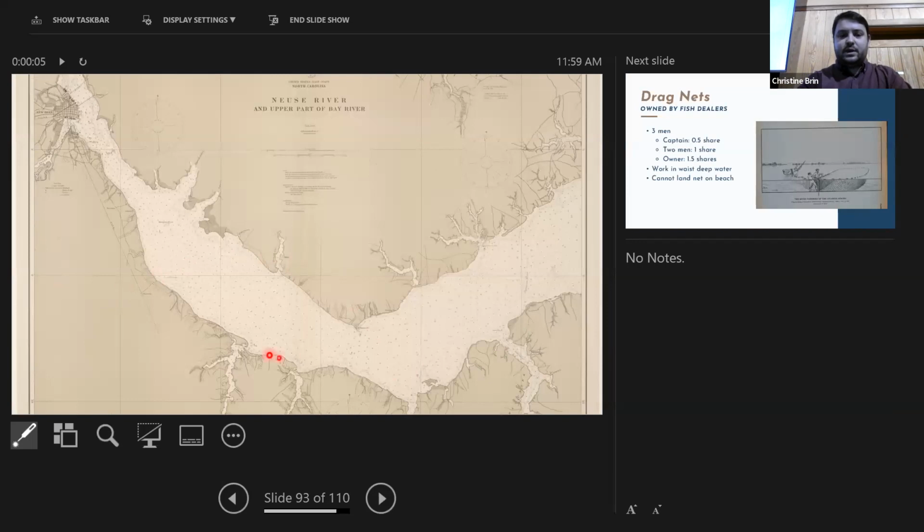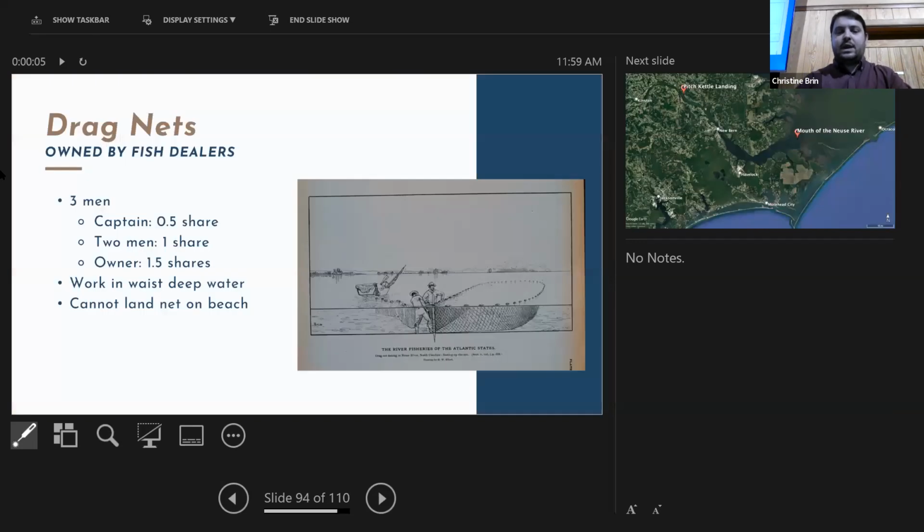And again, it's in this section of the river that this is taking place. And again, drag nets, I've already explained how this net works. There's one source that mentions how the shares are broken up. Captain getting a half share, 2 men getting 1 share. The owner, more than likely a fish dealer, getting 1.5 shares.